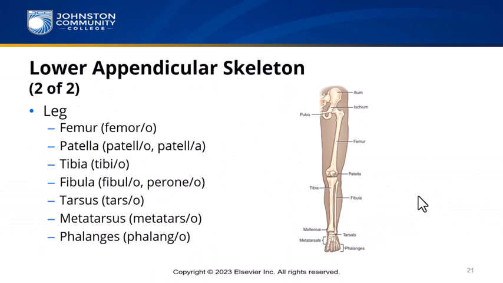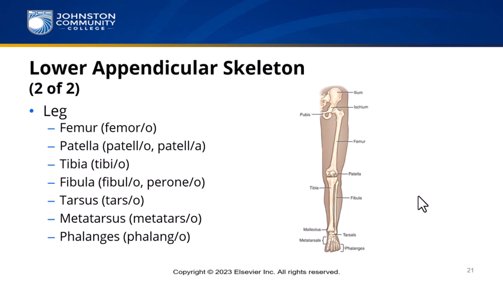In the leg, the thigh bone is the femur. The kneecap is the patella, the shin bone is the tibia, and the lower lateral leg bone is the fibula. Now, remember, the tibia is the stronger of the lower 2 bones. You can think of, I'd be fibbing if I said the fibula was the stronger of the 2 bones, because that's the tibia.